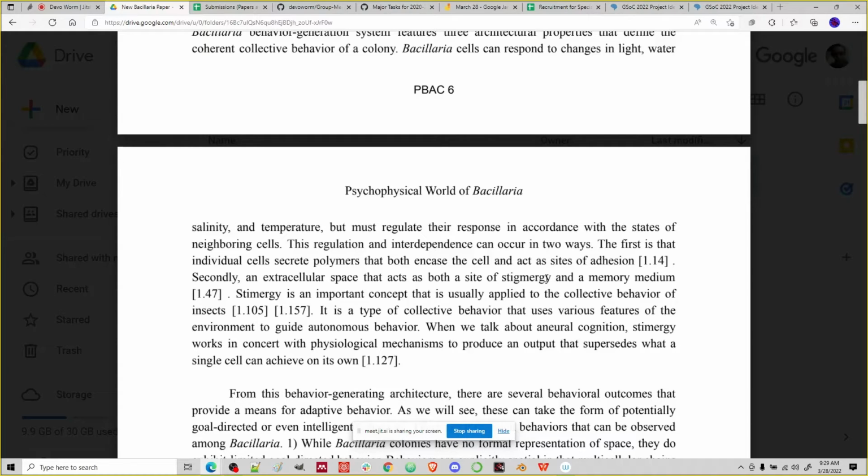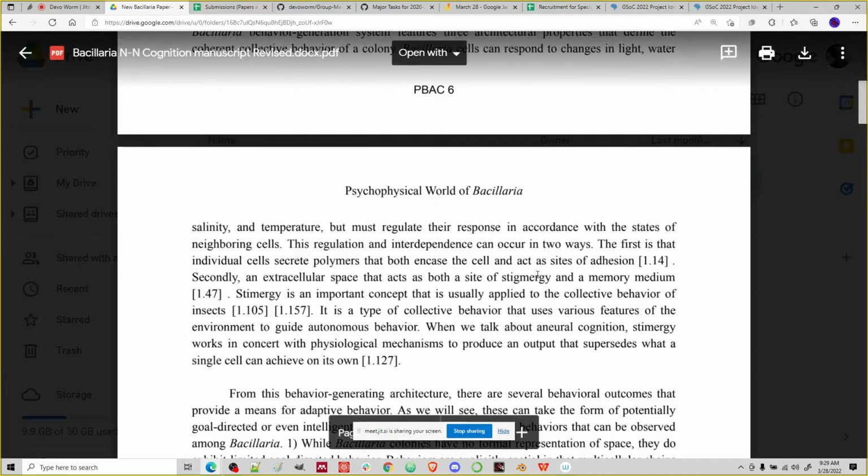Stigmergy would be like an ant colony where ants lay down pheromone, and other ants follow the pheromone and form trails. They can form this collectively because they have this common signal. So that's what stigmergy is. And these extracellular spaces act to coordinate what different cells are doing when they're next to one another. And it can also act as a memory medium.